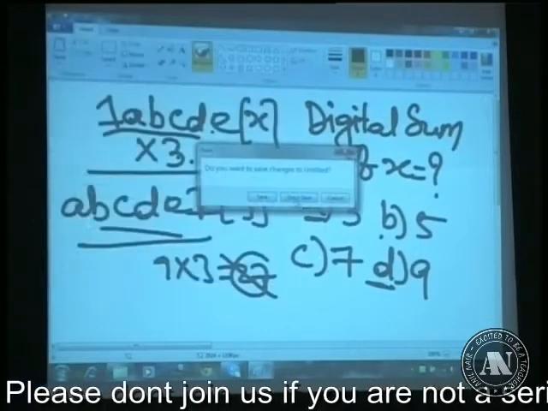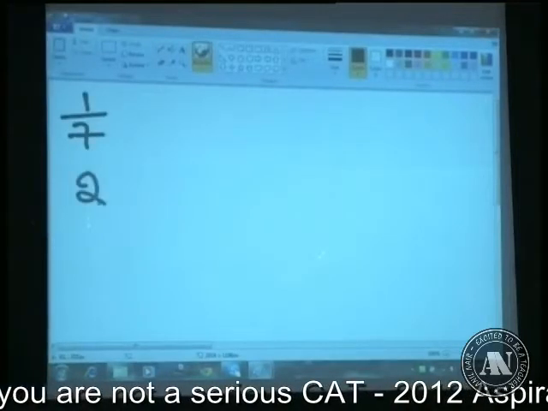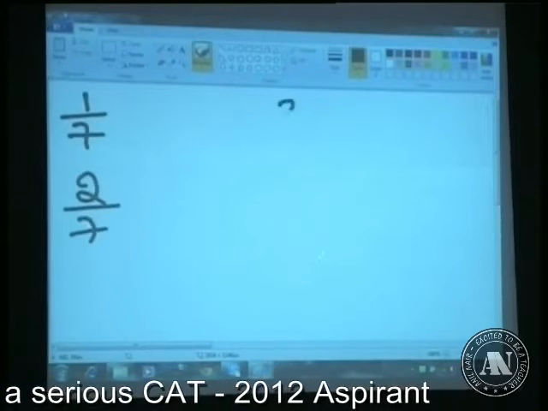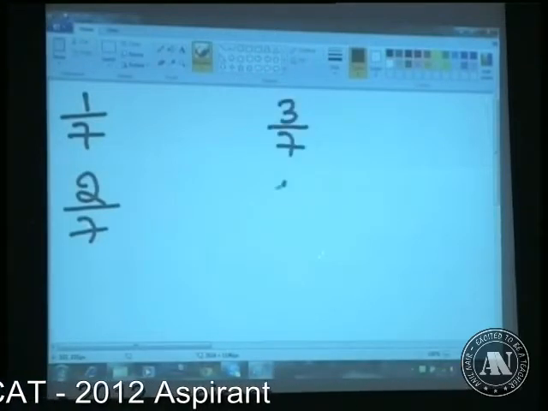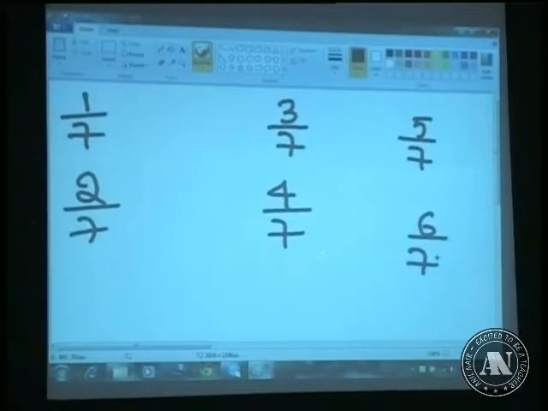Now, see here. What I am doing is, I am writing 1 by 7, 2 by 7. This is another beautiful example of how to use percentages. Another method to solve, 4 by 7, this is 5 by 7 and 6 by 7. Now, please look at the board. 1 by 7, to convert any fraction into percentage, I need to multiply by 100.